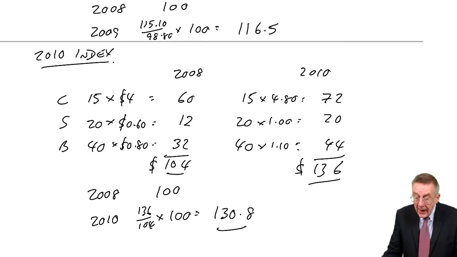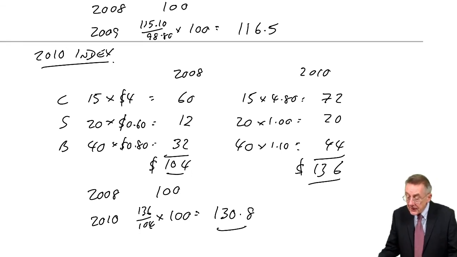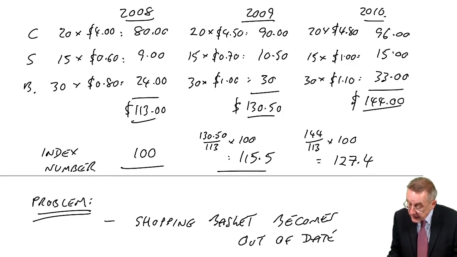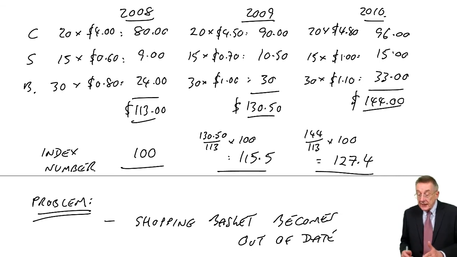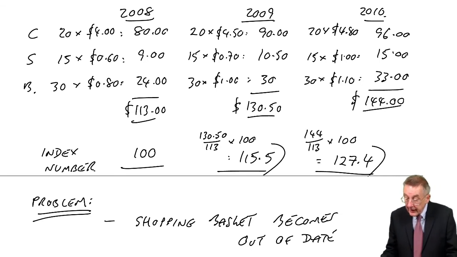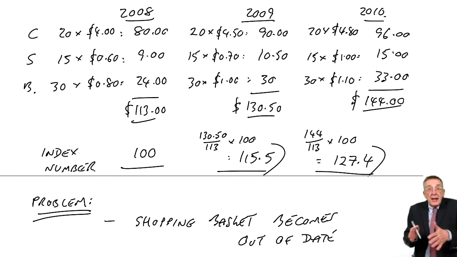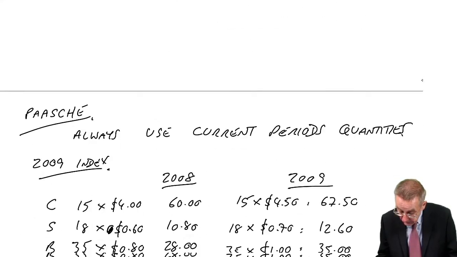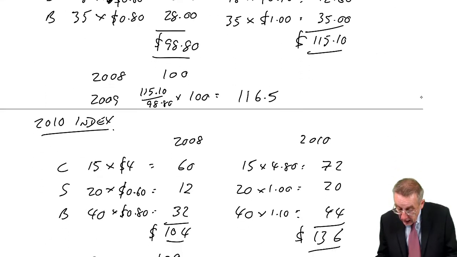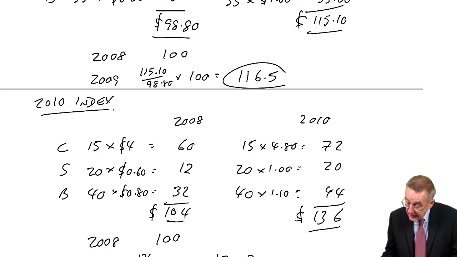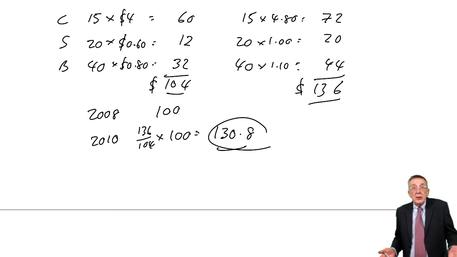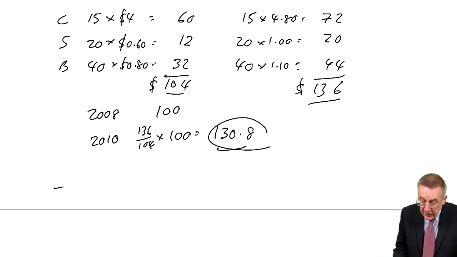One is you can't compare individual numbers. You see, with Laspeyres, those index numbers were all calculated using the same quantities. So you can compare 115.5 with 127.4. It was the same quantities each time. With Paasche, though, you can't compare the 2009 index with the 2010 index because they were different quantities. So you cannot compare from year to year.